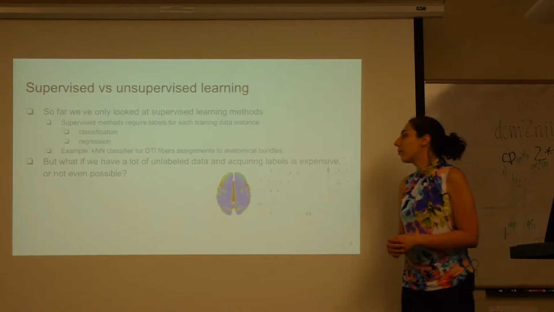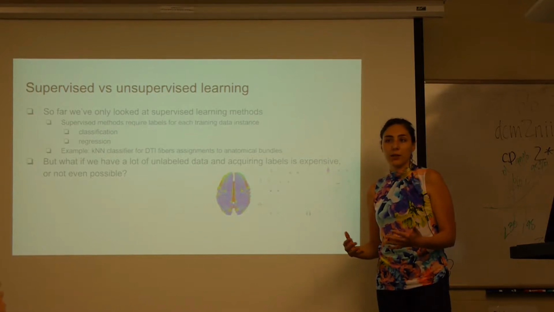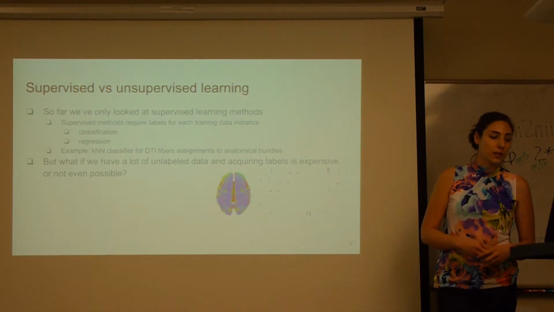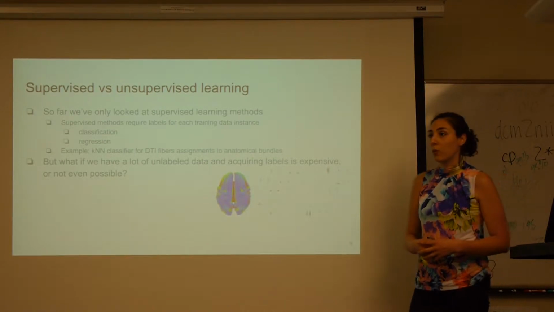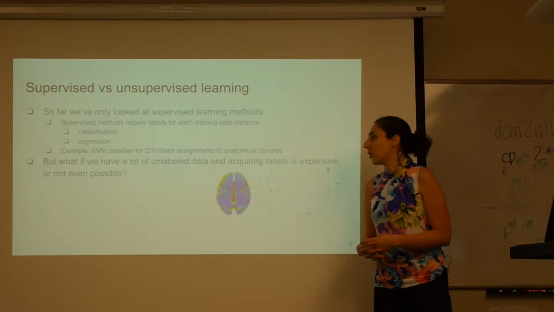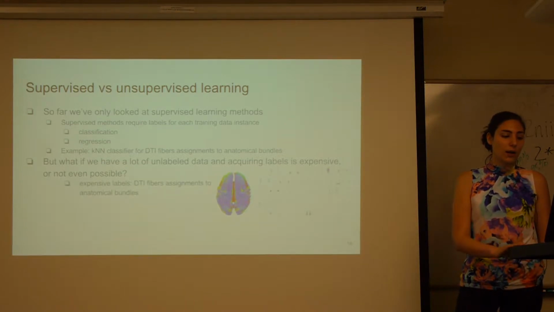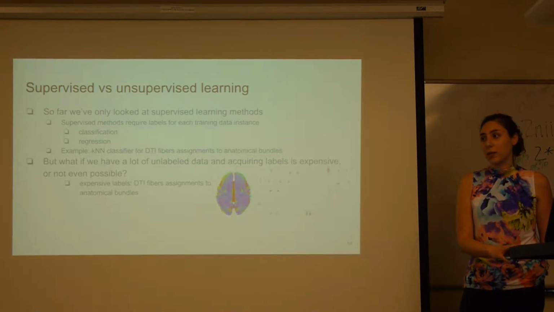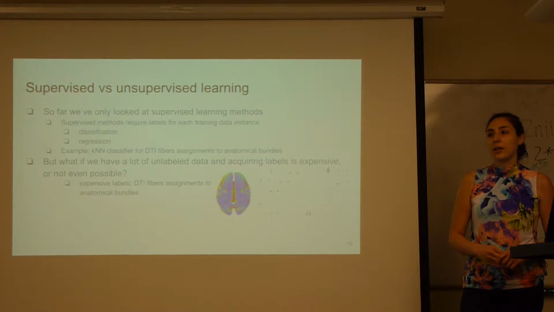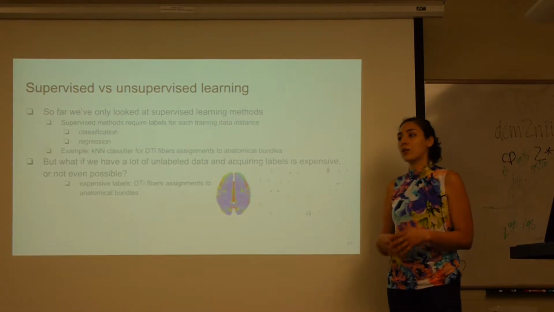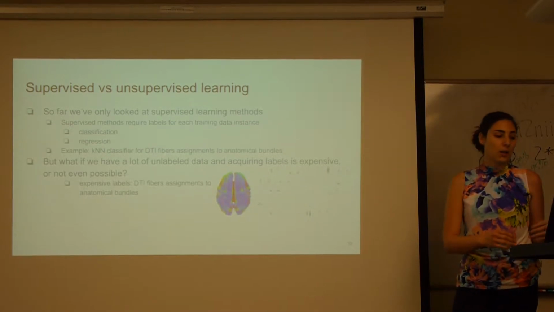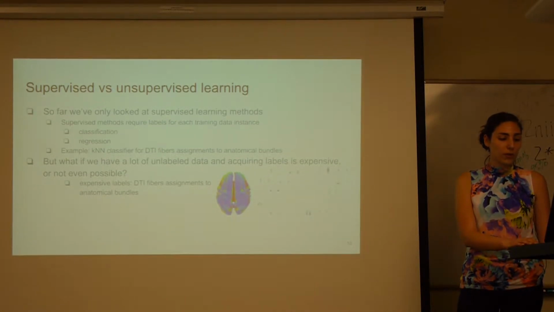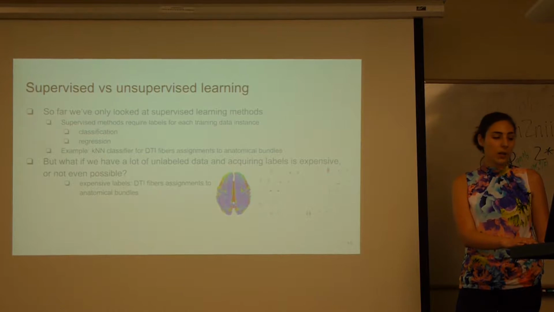So what if we have a lot of this unlabeled data? So we have a lot of these fiber tracks, but acquiring labels is expensive or impossible. So in this case, acquiring the labels is expensive because we're trying to get human experts to look at hundreds of thousands of fiber tracks and assign them into anatomical bundles. So this is quite effortful.